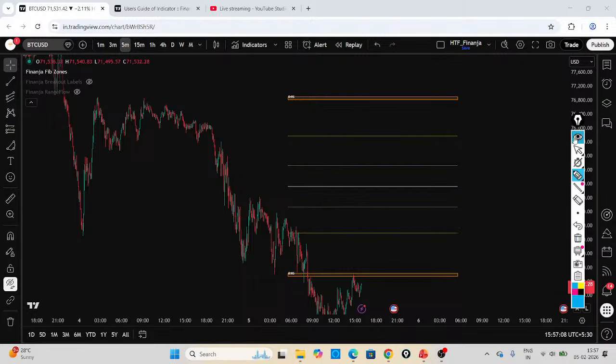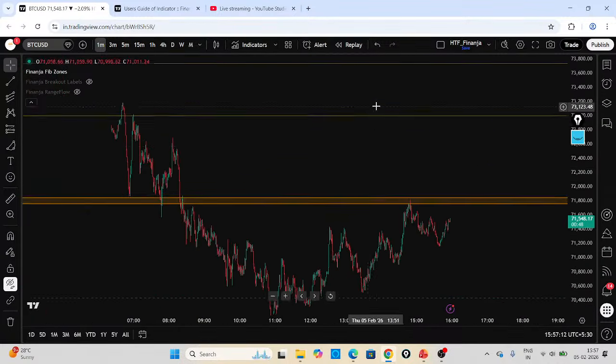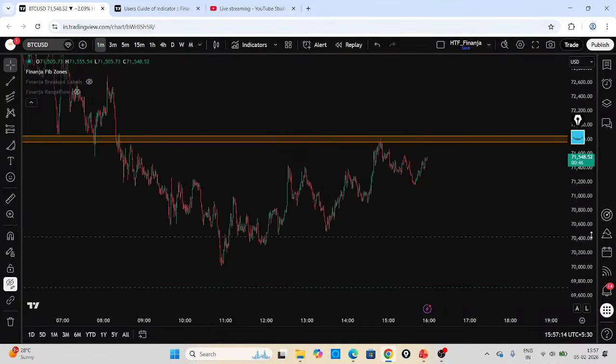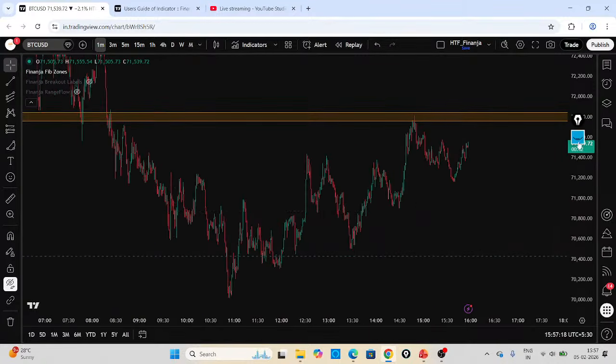Okay, I'll be switching to the 1 minute time frame, and you can see if any trades are available here. You can see this is the important support level, right? The market reversed from here. Okay, actually proper price action means it should come here and reject from this zone, then the retest is confirmed, and then you can take some entries here.